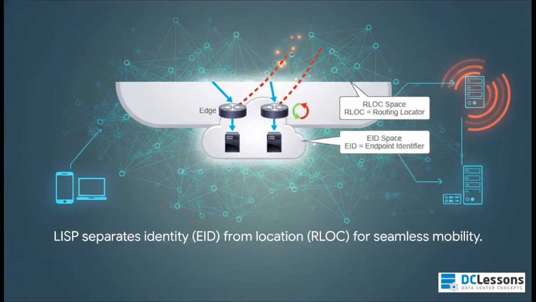And this slide right here illustrates the absolute secret sauce of LISP that makes the whole fabric work. It's all about separating identity from location. The EID, the endpoint identifier, is the device's IP address. That's who the device is. The RLOC, the routing locator, is the IP address of the edge switch it's connected to, and that's where the device is. By completely decoupling who from where, the network gives you that seamless mobility.